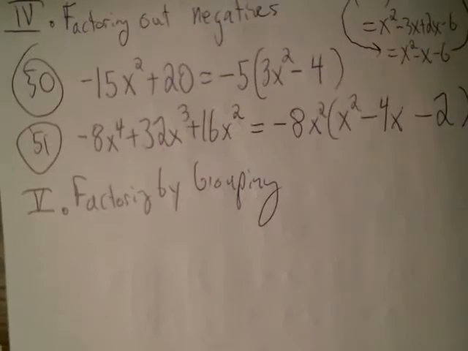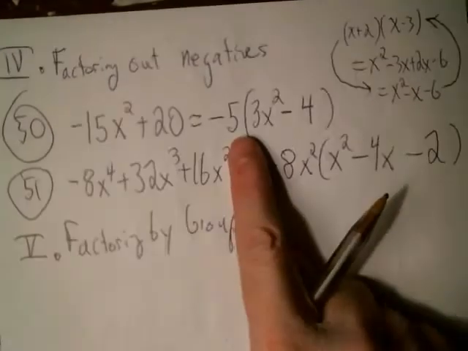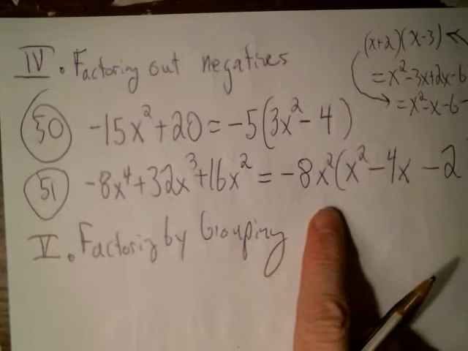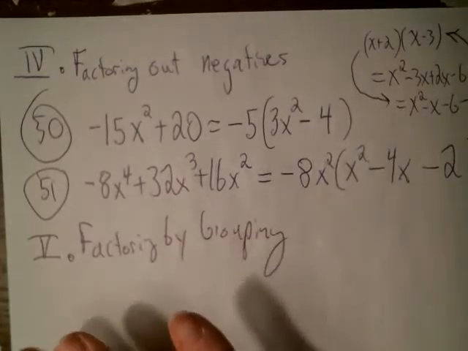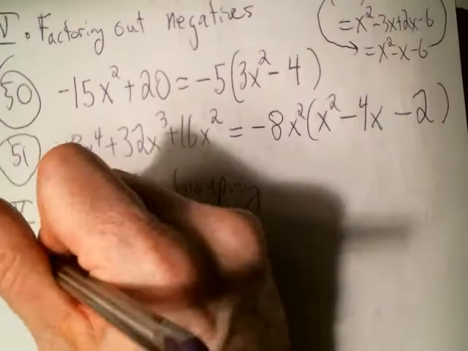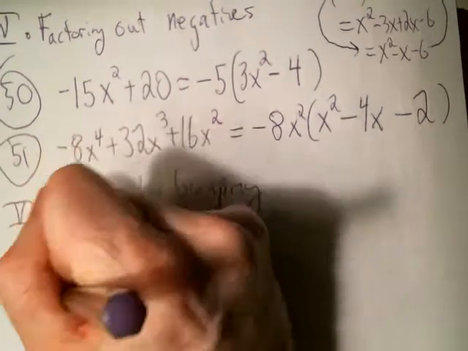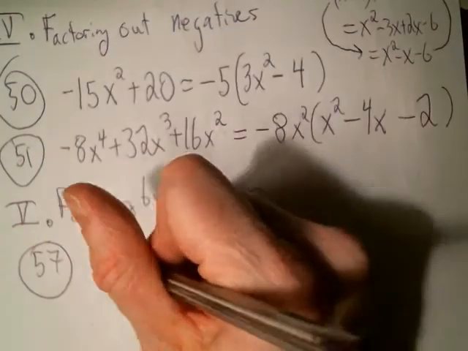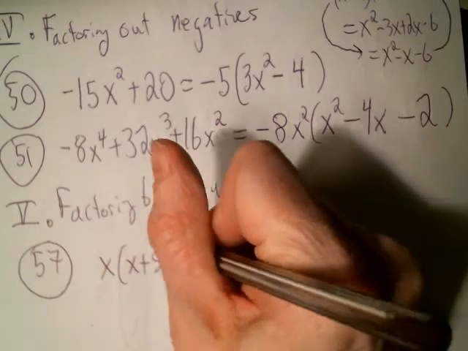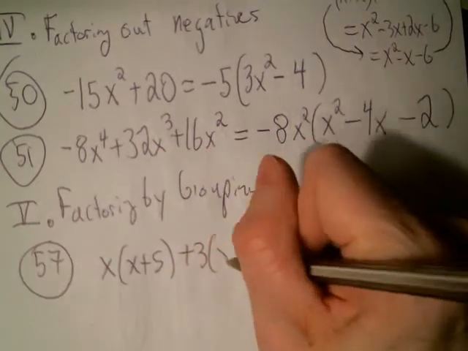And instead of factoring out just a number or a variable, what we're going to be doing is factoring out a whole binomial. It'll look kind of weird at first, but you'll get the hang of it. Okay. So for example, 57, we have x times x plus 5 plus 3 times x plus 5.